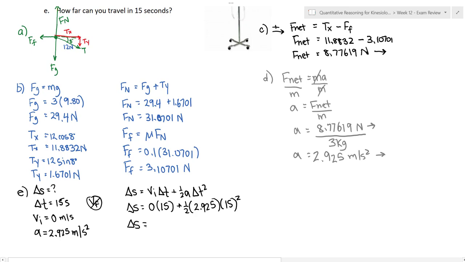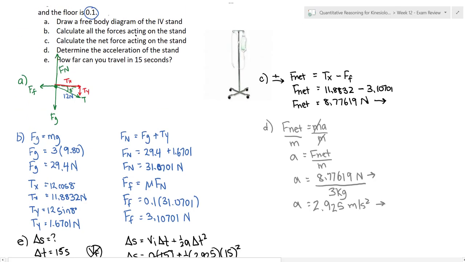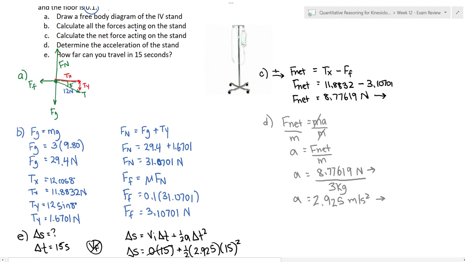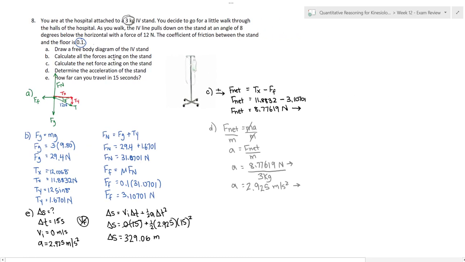Delta s is equal to, I'm just going to type this on my calculator, 0 times 15 is just 0. So I have 1/2 times 2.925 times 15 squared, and that gives me 329.06 meters. So that's how far you could travel in 15 seconds. All right, so that's question 8 that we just did. Now we can move on to our final question, question 9.